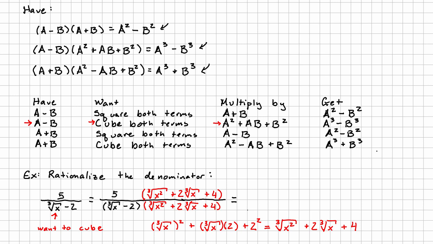So in my denominator I'll get, let's see, cube root x cubed, that's just x, 2 cubed, that's 8. In my numerator, I'll have 5 times that first term, plus 5 times 2 is 10, cube root x, plus 5 times 4 is 20. And now we have, as we wanted, no radicals in our denominator. I'm going to give you one of these to try now.